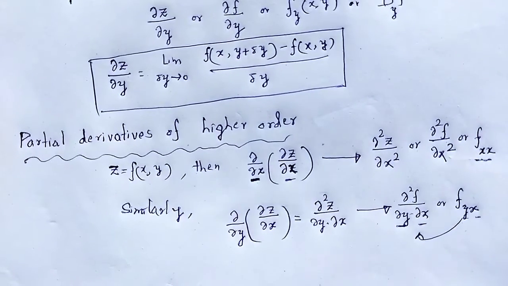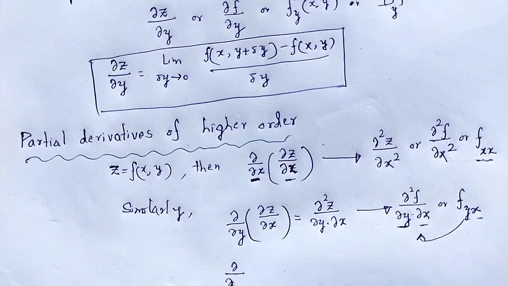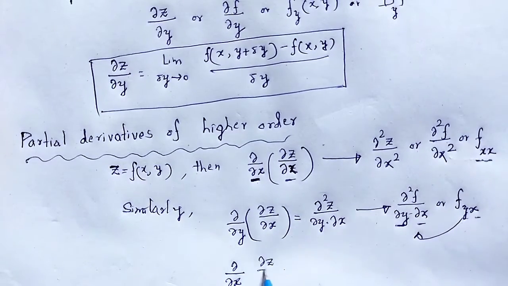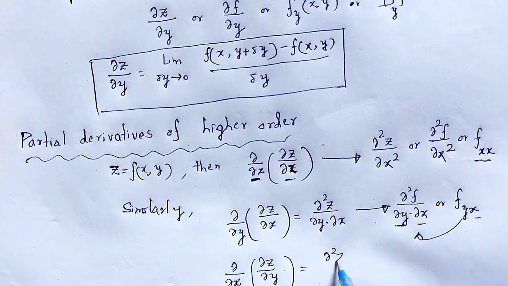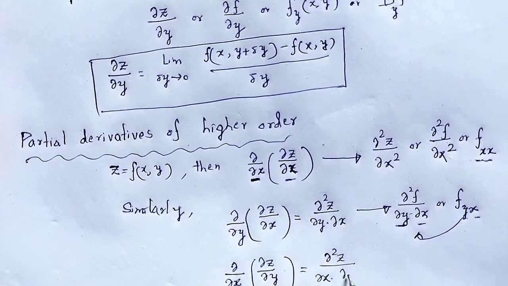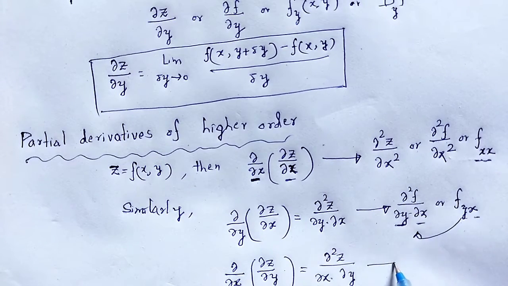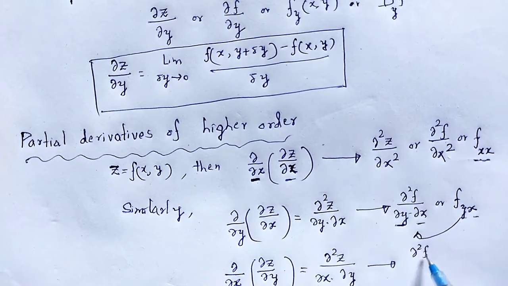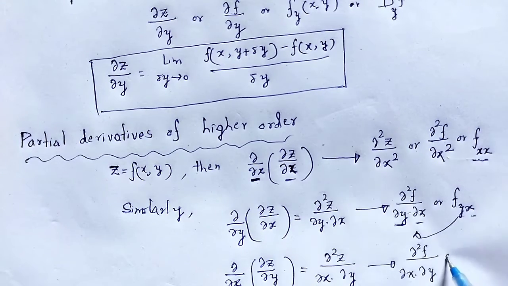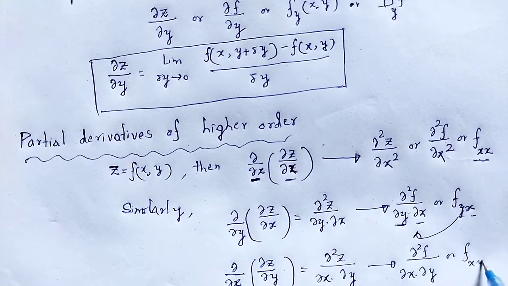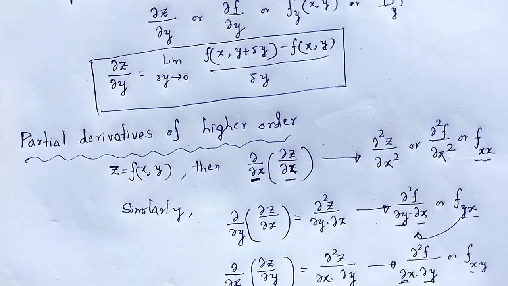Again, these are the forms of higher order partial derivatives. If we differentiate del by del x of del z by del y, that is del square z by del x del y, the representation looks like del square f divided by del x del y or f of xy.